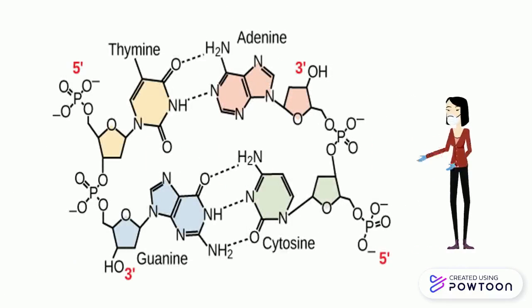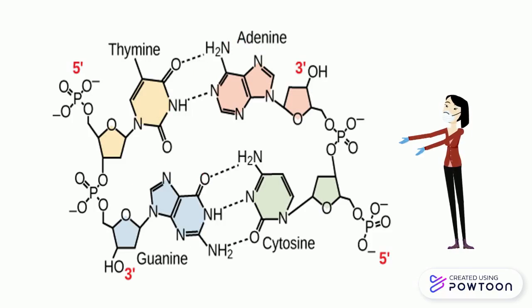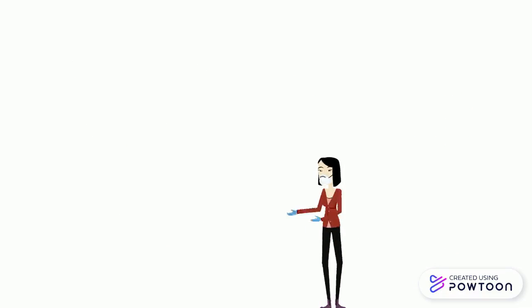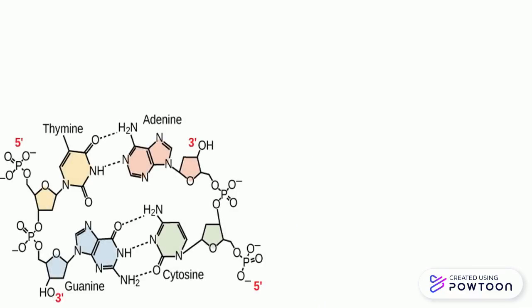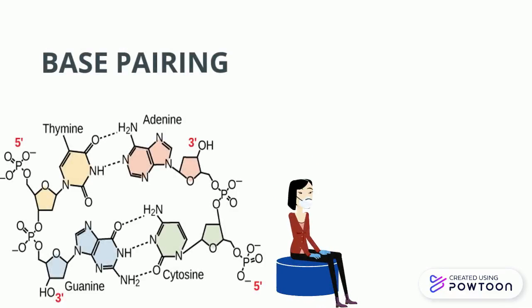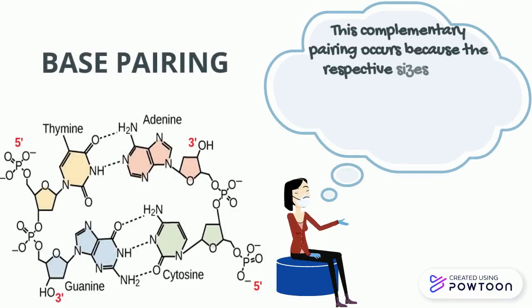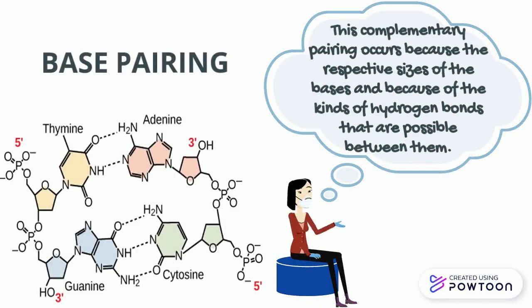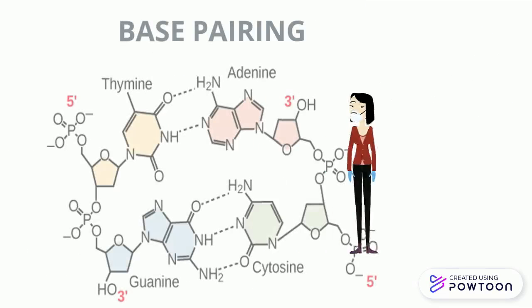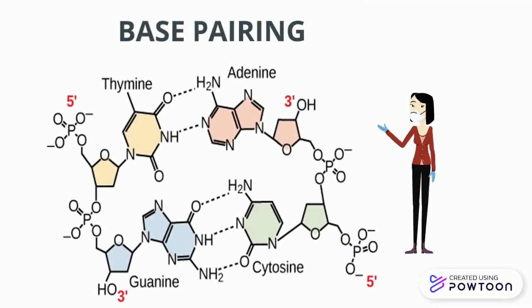The purines on one strand of DNA form hydrogen bonds with the corresponding pyrimidines on the opposite strand of DNA, and vice versa, to hold the 2 strands together. Within DNA molecules, this is their most important function, and it is known as base pairing. This complementary pairing occurs because of the respective sizes of the bases and because of the kind of hydrogen bonds that are possible between them. It means that adenine pairs with thymine with 2 hydrogen bonds, while guanine pairs with cytosine with 3 hydrogen bonds.